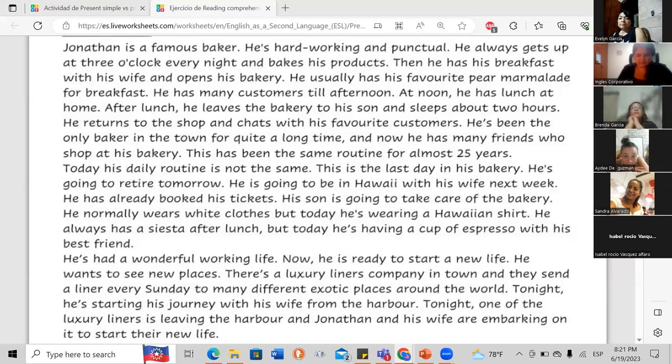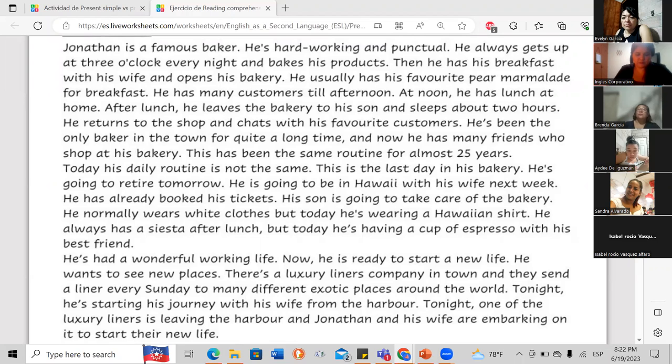Jonathan is a famous baker. He is hardworking and punctual. He always get up at 3 o'clock every night and bakes his product. Then he has his breakfast with his wife and open his bakery. He usually has his favorite pear marmalade for breakfast. He has many customers till afternoon. At noon, he had lunch at home. After lunch, he leaves the bakery to his son and sleep about 2 hours. He returns to the shop and chat with his favorite customer.